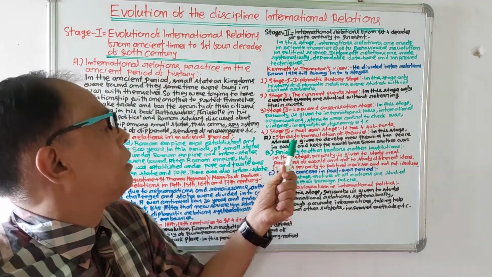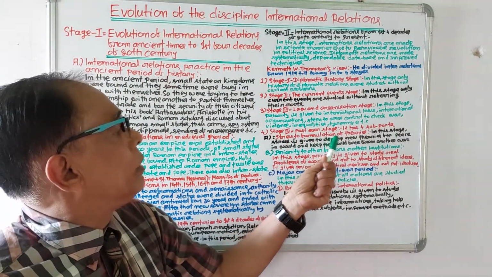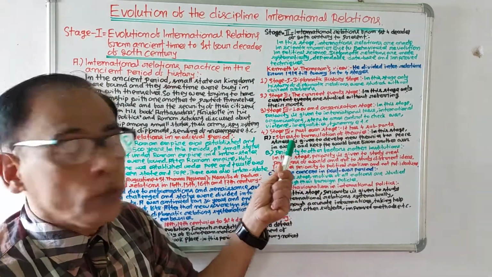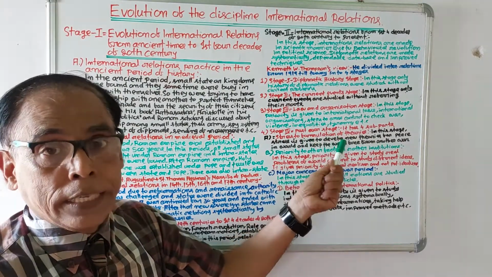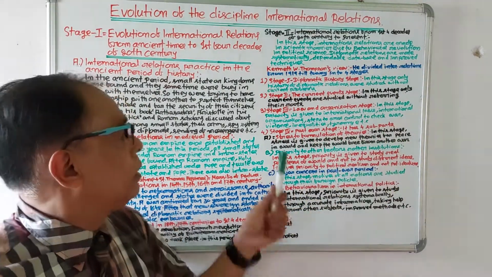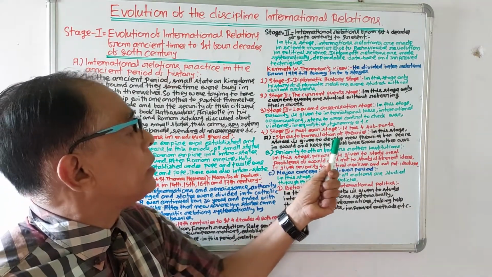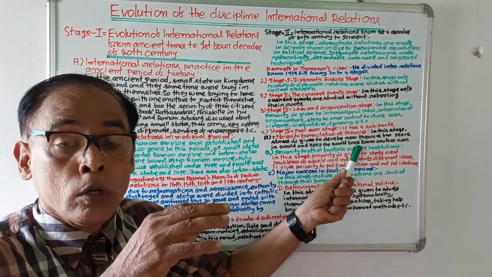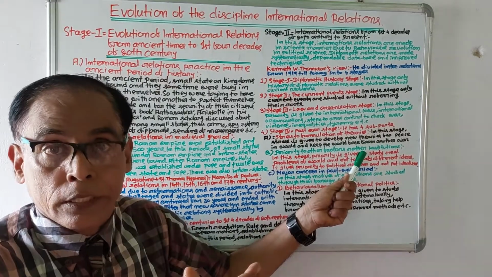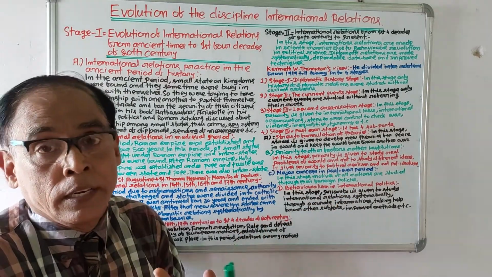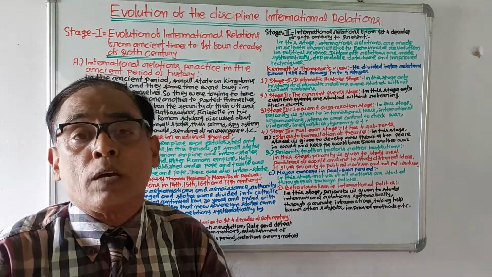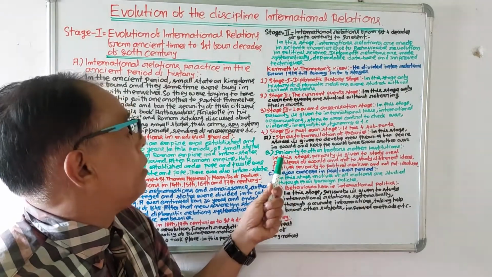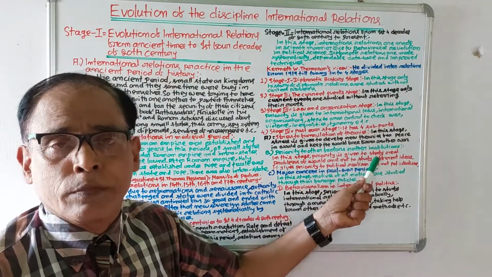And the fourth stage is the post-war stage, which again has four sub-parts. The first is stress on the formulation of theories. In this stage, priority is given to the development of new theories by which war can be avoided in the future. Second, priority to other factors rather than institutions.